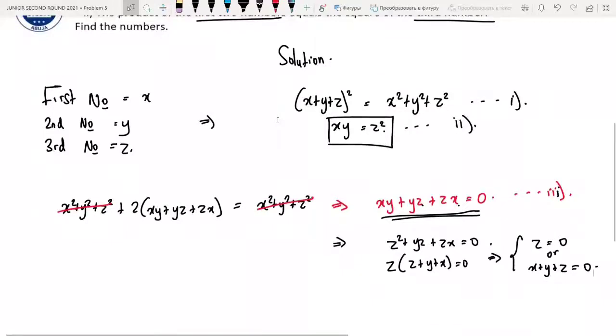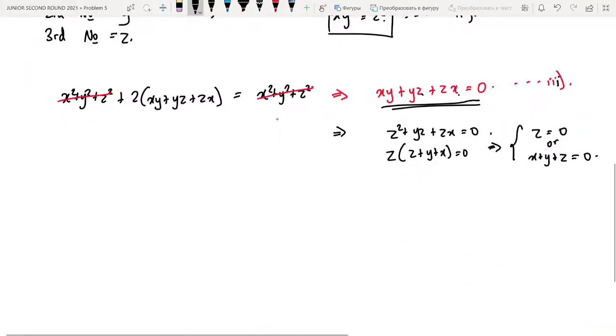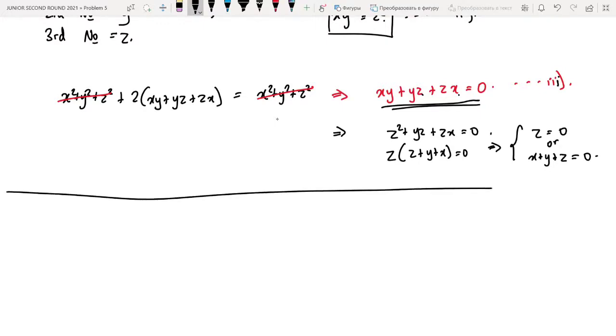So in this question, we have two cases: when z is 0, or when x plus y plus z is 0. The two cases can actually hold simultaneously, but we have to consider them. So our first case, case 1, is when x plus y plus z is equal to 0.